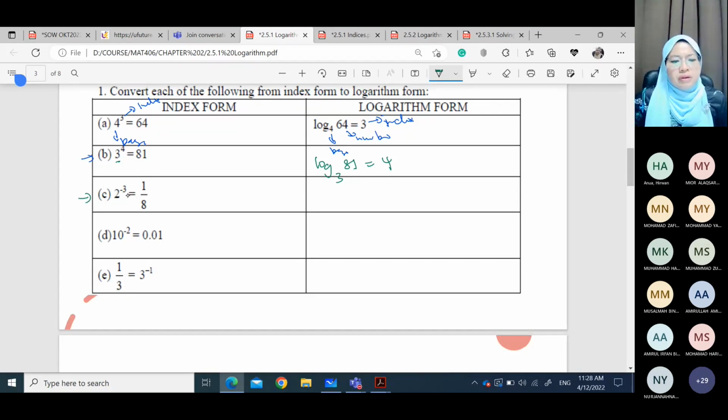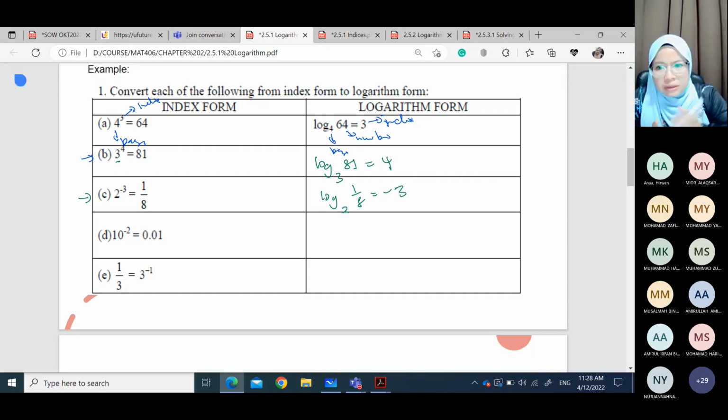C. 2 to the power of negative 3 equal to 1 over 8. In logarithm form, it will be log 2. Base dia 2. Nilai dia 1 over 8 equal to negative 3. Okay. So ini kalau you nak check, you boleh juga check guna calculator. So macam mana nak guna calculator? You tekan log. LOG. And then bawah tu base. Base dia 2. And then pergi kepada kotak yang besar tu.